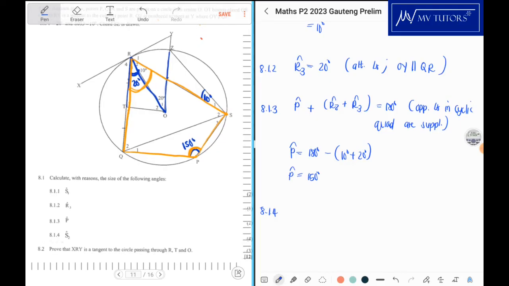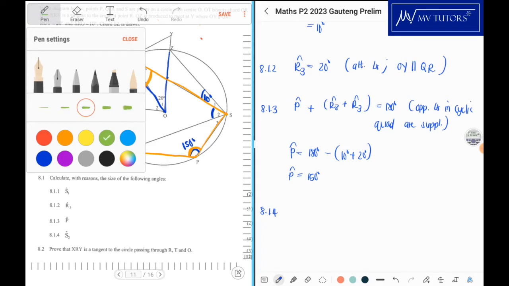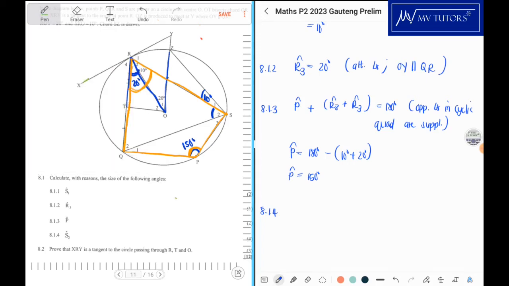Now, 8.1.4, S2. Where is S2? Here is S2. Okay, I hope that you all saw that you actually have a triangle here. Remember, if you have a tangent line and there's a triangle, you can use the tan chord theorem. I don't know if it's going to work here, but let's see. But also the condition here is that the corners of your triangle should also be on the circumference. If they're not on the circumference, then you can't use this theorem. 8.1.4 S2. What would S2 be equal to?